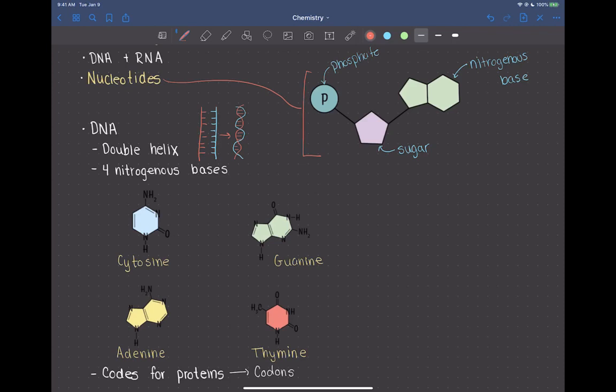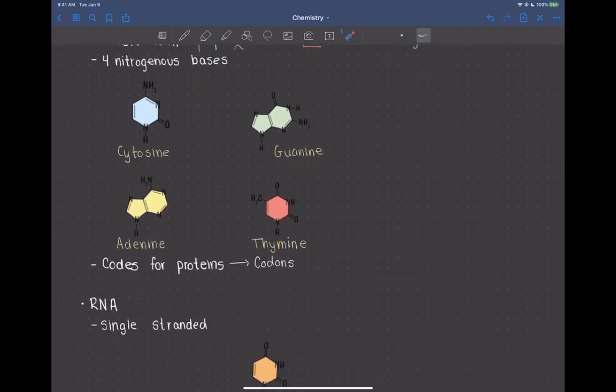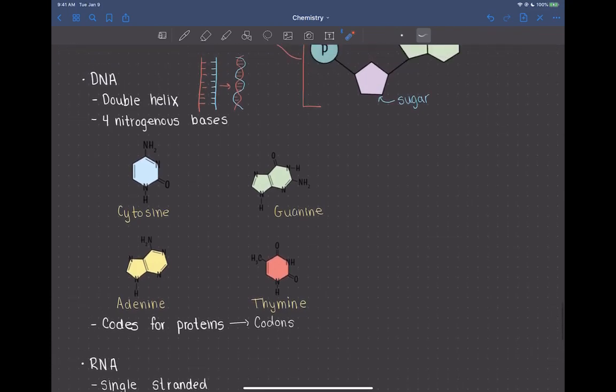Okay, there are four types of nitrogenous bases here. They can either have just one single ring or they can have two rings like this. And those four nitrogenous bases, you should know the names. You don't have to worry about the number of rings. But they are cytosine, guanine, adenine, and thymine. And they do pair to each other. So if you have, let's say, cytosine here on this blue part, it will always be paired to its counterpart, which is guanine on the red. So these two are paired together.